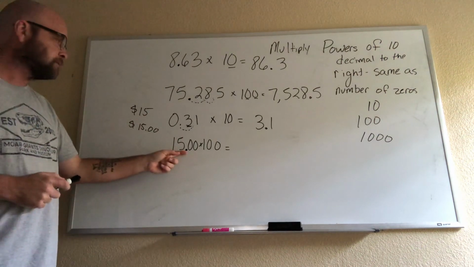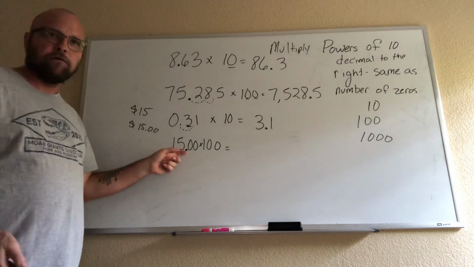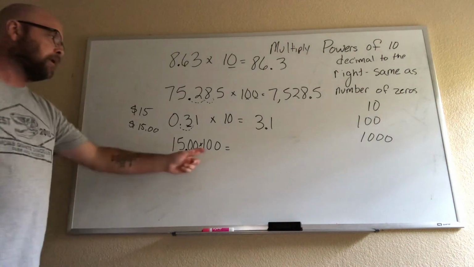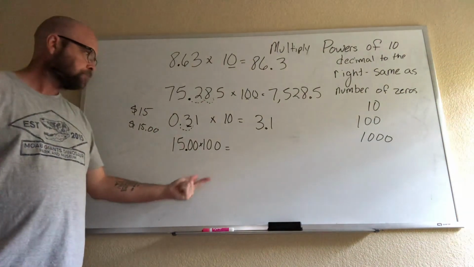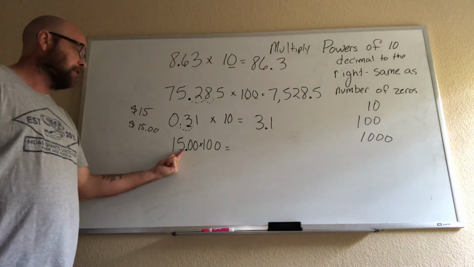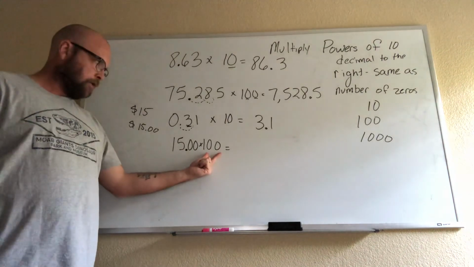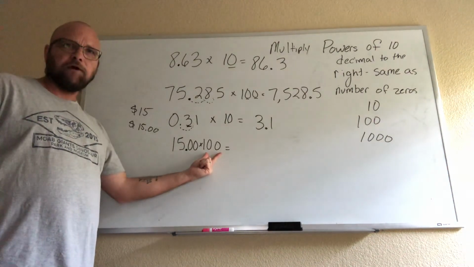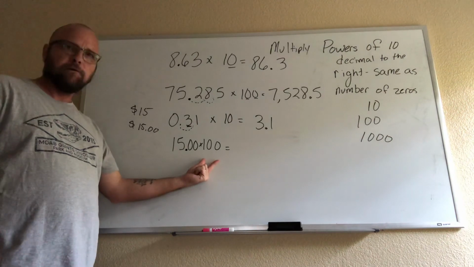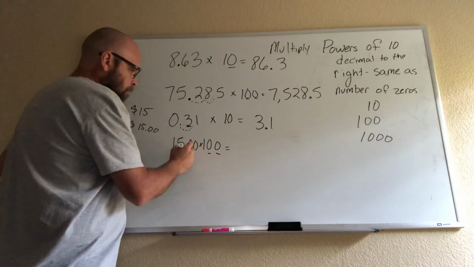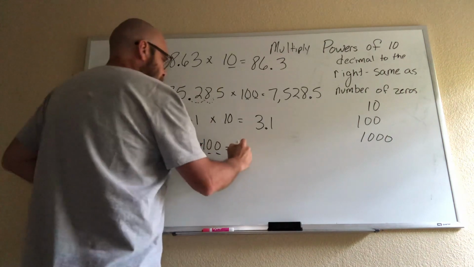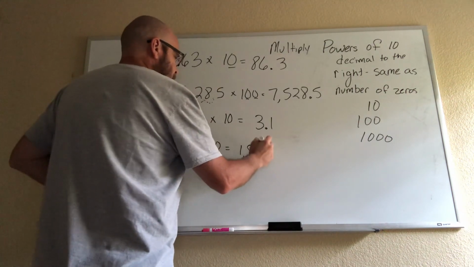So this is worth the same as just the regular 15. I'm multiplying by 100. 100's a power of 10 because it's 10 times 10. If I just took 15 and multiplied it by 100, it would be 1,500. So that's where my answer needs to be. 2 zeros, 2 places to the right, and my answer is going to be 1,500.